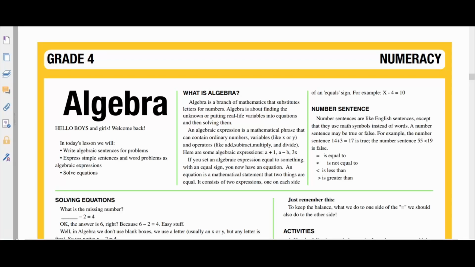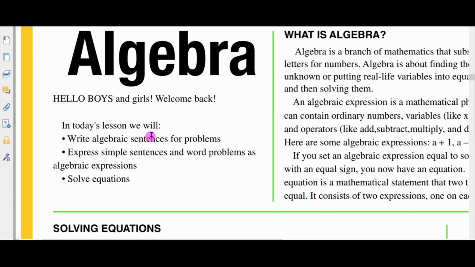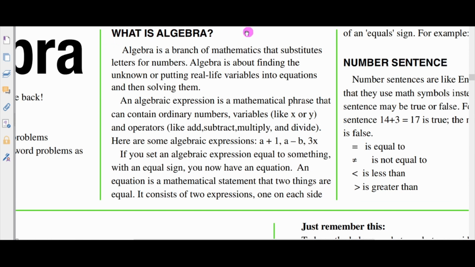In this episode, we're going to be looking at the topic of algebra. In today's lesson, we will write algebraic sentences for problems, express simple sentences and word problems as algebraic expressions, and solve equations.